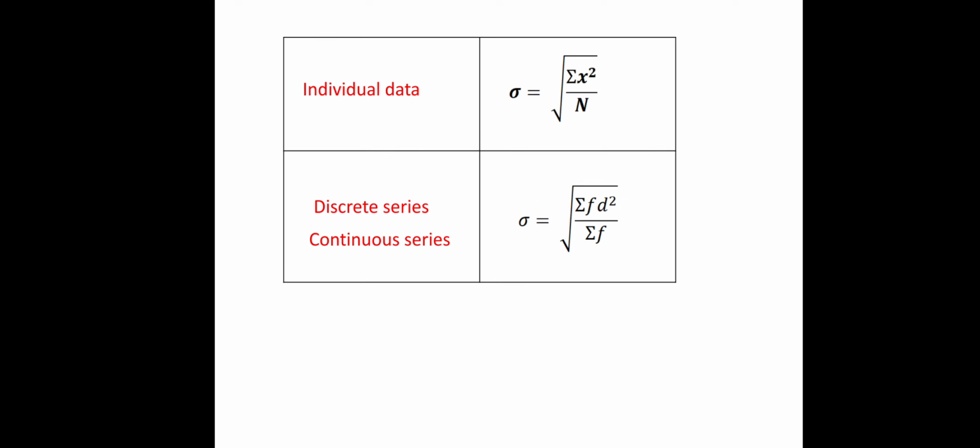We have got two formulas. First formula is for individual data, that is sigma equals square root of summation of x square divided by n. This x you can see is small x, and the data that will be given will be capital X, and here it is small x. Next, for discrete and continuous series, we have a common formula, that is sigma equals square root of summation of f d square divided by summation of f.